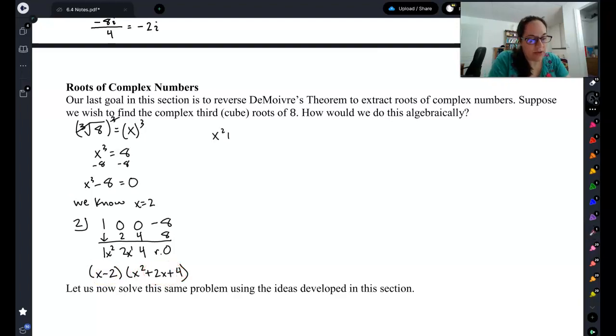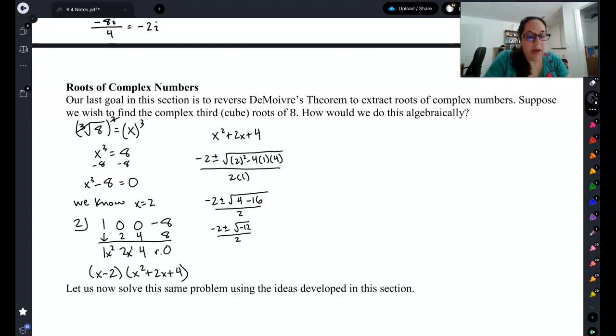So if I take x squared plus 2x plus 4 and try to factor that, you'll notice pretty quickly there's nothing that multiplies to 4 and adds to 2. This is a quadratic formula problem. So I take negative b plus or minus square root of b squared minus 4ac all over 2a. And we start to simplify that. We get a negative in this root, which tells us the other 2 roots are imaginary.